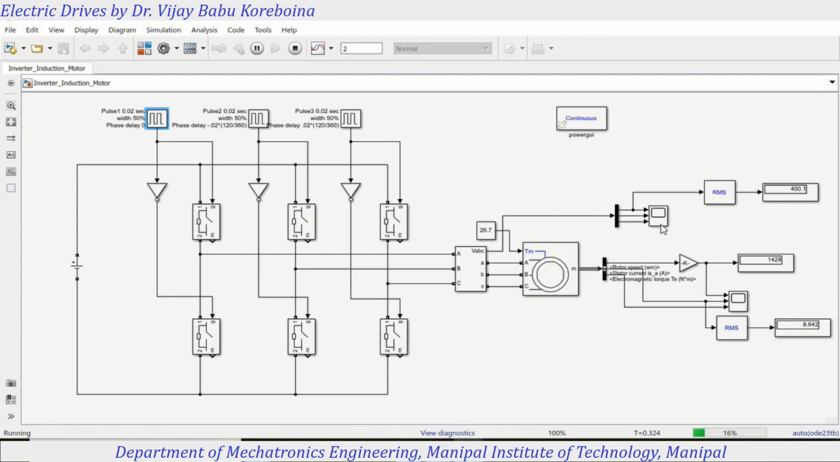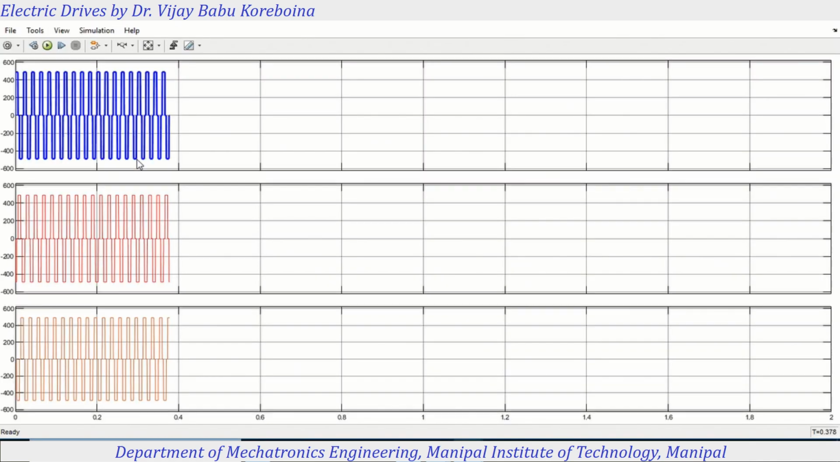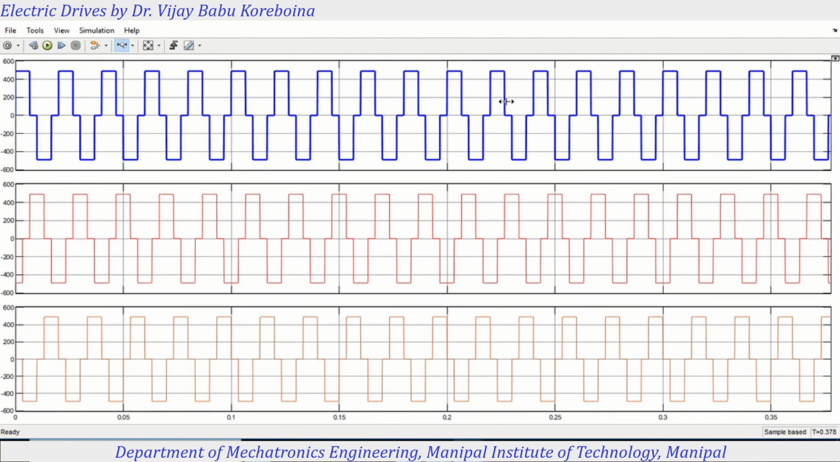This is line to line. So I'll stop here. Let us see, this is the line to line voltage. Hope you remember 180 degrees. And this is 120 degrees positive and 120 degrees negative. That's what we can see of the line to line voltage. The phase voltage will be the step one.